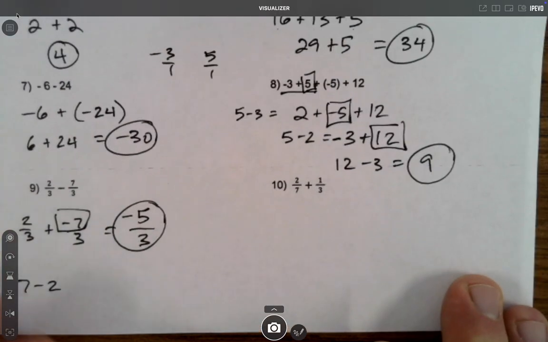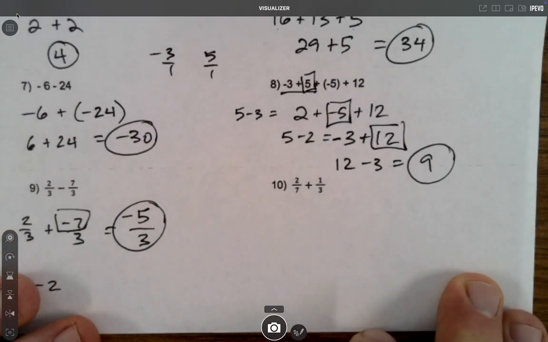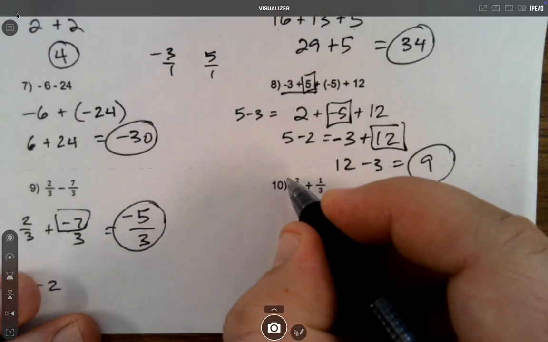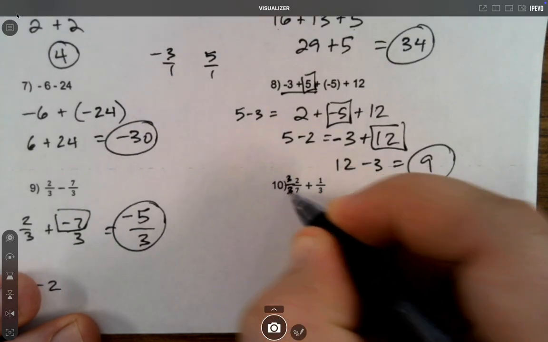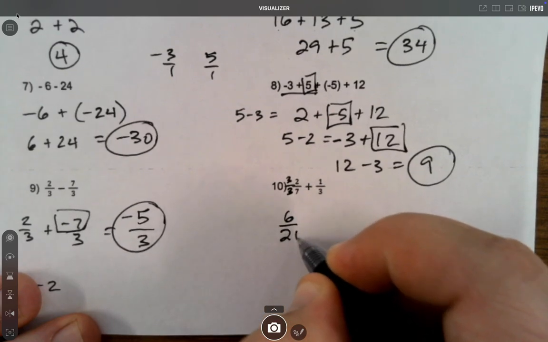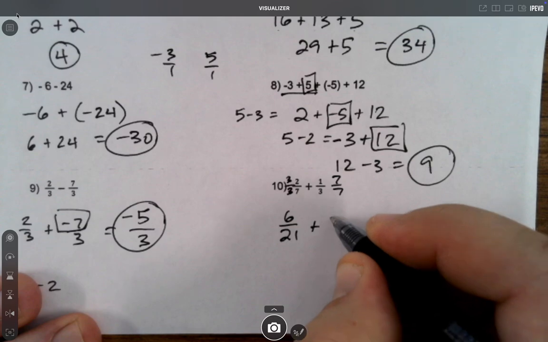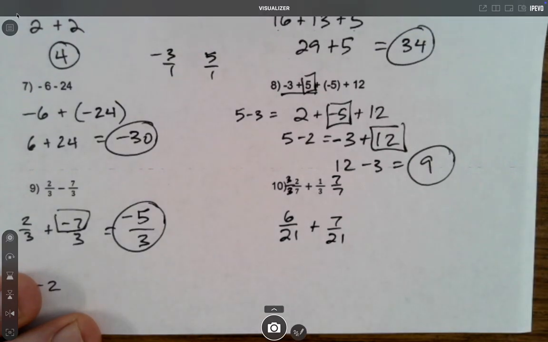On number 10, the denominators are not the same, so we have to make them the same. So we got to think, what's the smallest number that both 7 and 3 go into evenly? That would be 21. So I multiply this fraction top and bottom by 3, so that I get 21 in its denominator. Multiply this one top and bottom by 7, so I get 21 in its denominator.